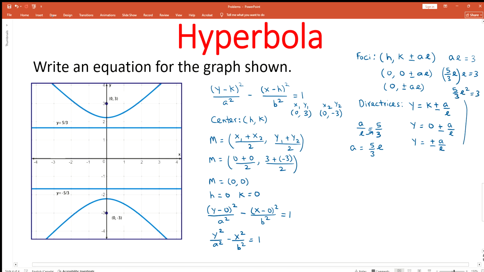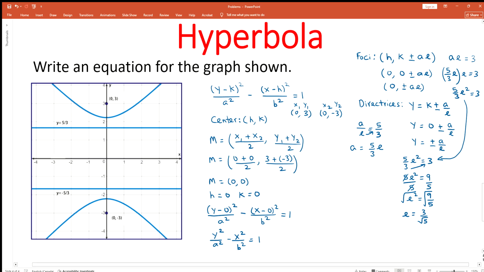Now we can cross multiply 3 to the right side of the equation. We get 5e squared equals 9. Now we can divide both sides by 5. The 5's on the left side cancel each other out. Next we can apply square root to both sides. So e equals 3 over square root 5 because square root of 9 is equal to 3.